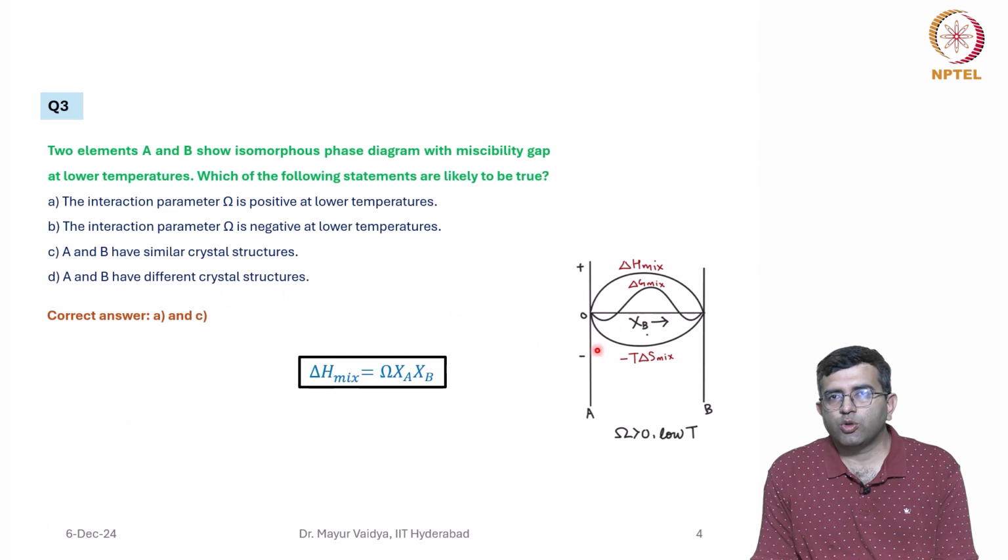Remember, this is just to show you again that when they have a miscibility gap, that means omega is positive at lower temperatures, and the free energy curve looks like this. The delta G mix is positive for a certain composition range, and therefore, you get the miscibility gap.